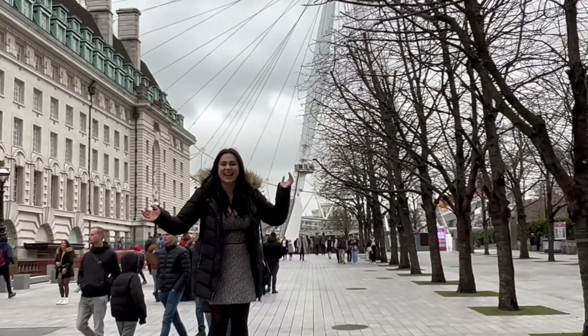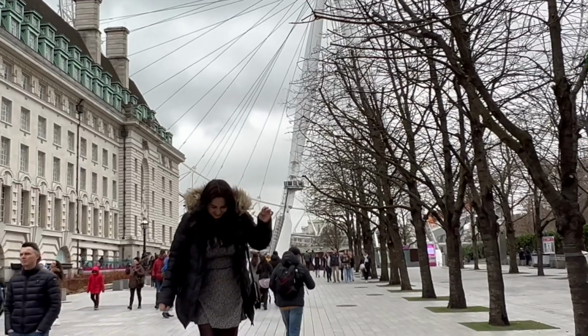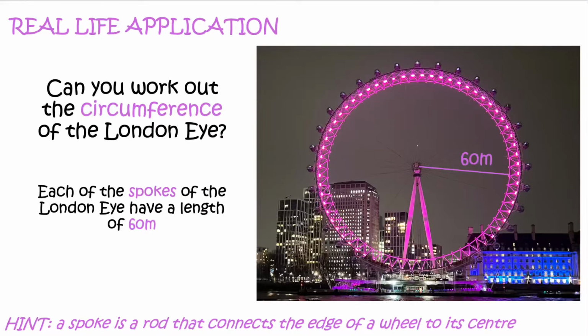And we've made it! So here, welcome to the London Eye. So here's the challenge. The London Eye is made up of a number of spokes. Now a spoke is just like a long rod, okay? So a long metal rod, hopefully you can see them, little outlines. Each of these are 60 metres long. So if you know that, can you tell me what the circumference of the London Eye must be?